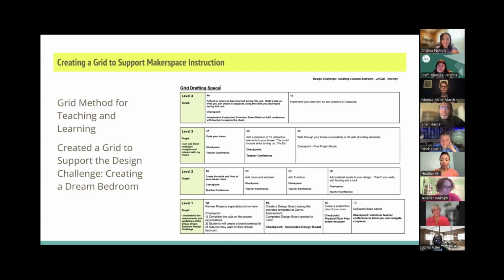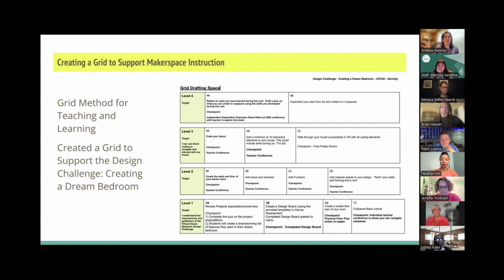Those students who finished 3C went on to level 4A, which was, okay, this is all of the learning targets, right? We learned coding, we learned this, we learned that. Create your own blank space. What can you create that uses all these things in a way that speaks to you, right? Some of them created mazes, parkour games, right? If they were at that level.